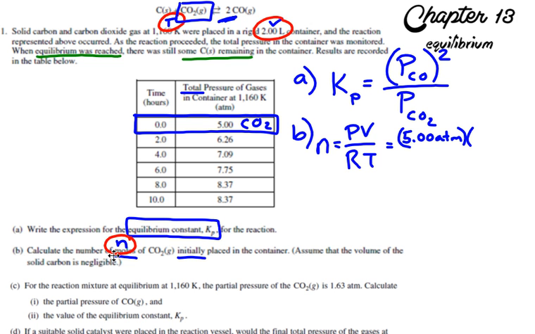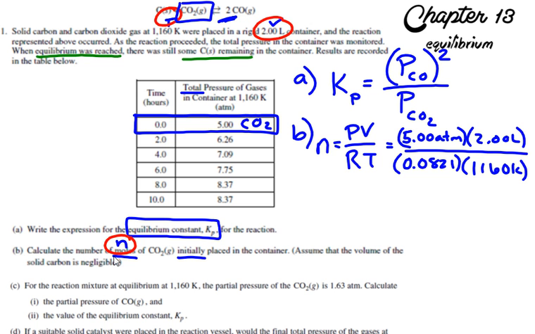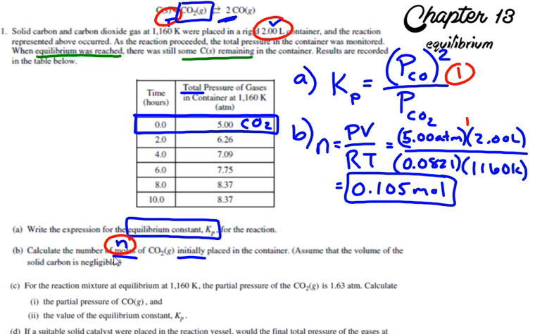My volume, 2 liters. My R value, always the same. And my temp. Already in Kelvin for me. How nice. I do my calculation. And that's how many moles I have. And I'm sorry, if you need to know the points, this was worth 1 point right here. And then PV equals nRT is always 1 point for the setup, 1 point for the answer.